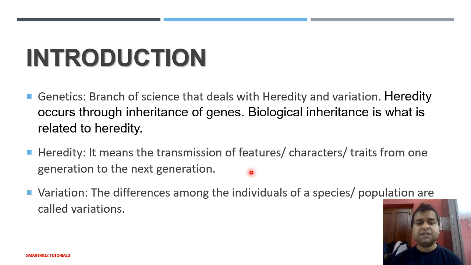Heredity means the transmission of features and characteristic traits from one generation to the next generation. And variation is the differences among the individuals of a species or populations, not just between the siblings, but also in the various populations. Though we may have a common ancestor, we do show variation. We show differences in various patterns of our behavior, in terms of characteristics or features that we see in our day-to-day life.